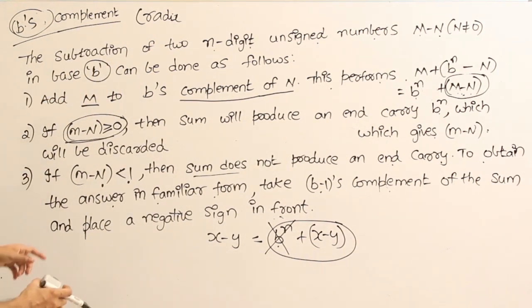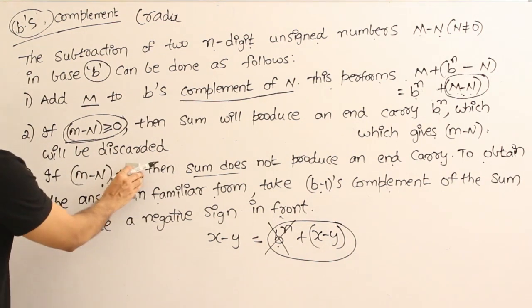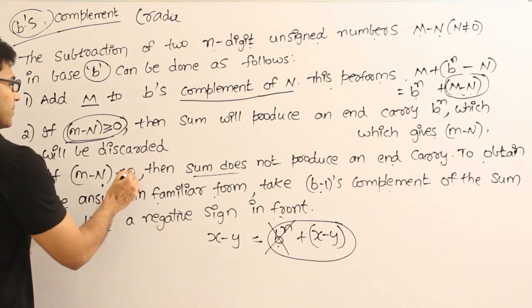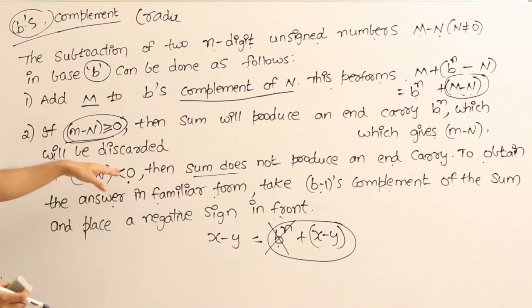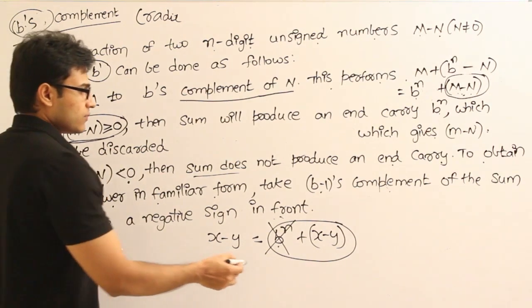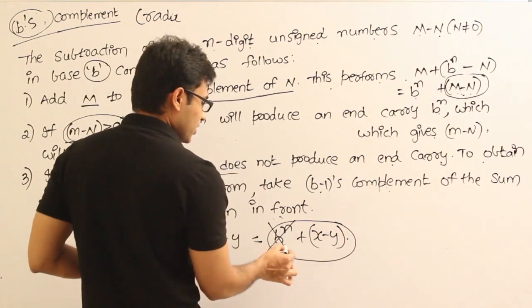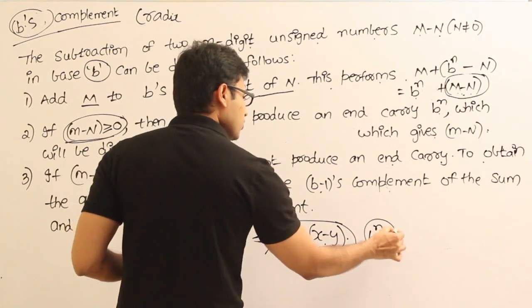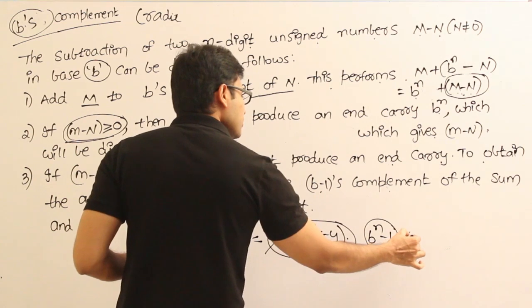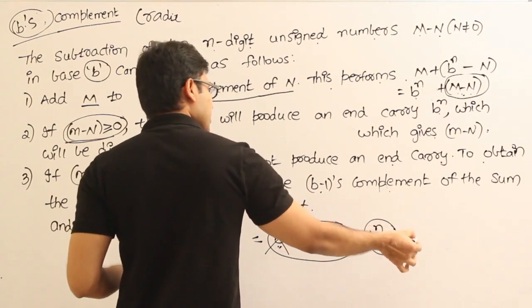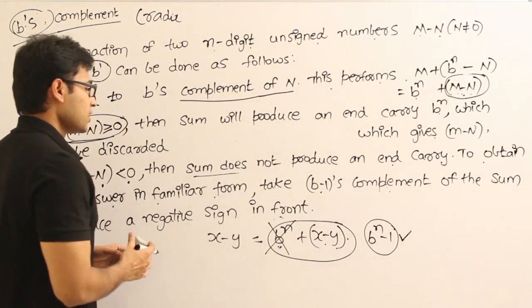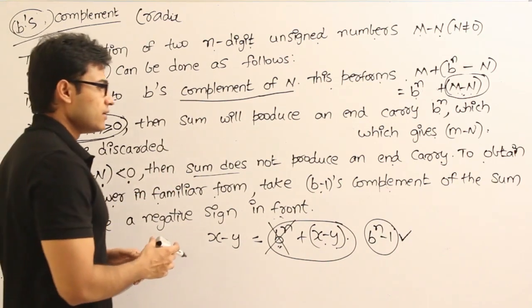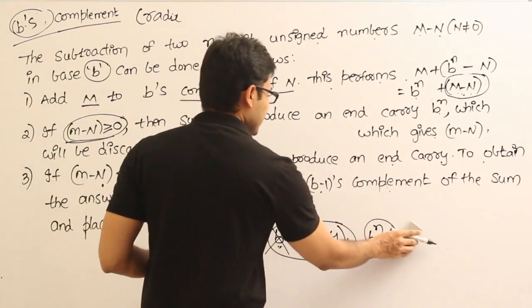What about the third point? If m minus n is less than 0, which means the minimum number is minus 1, then what is the maximum value possible here? B power n minus 1. So this number need not produce any carry, because this number can be represented within n bits. Therefore here, in order to delete this b power n, it is not possible directly.